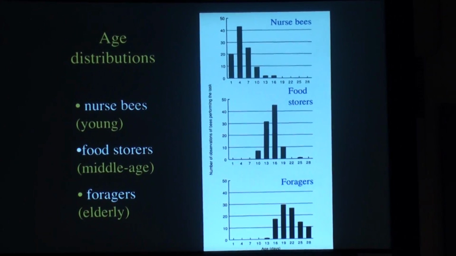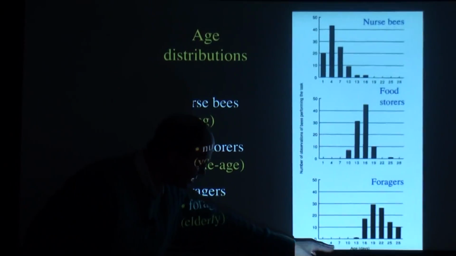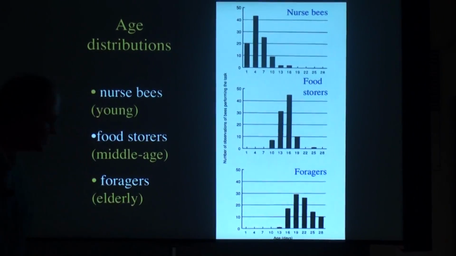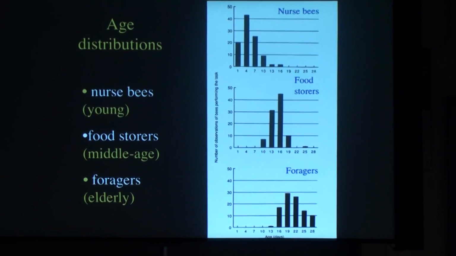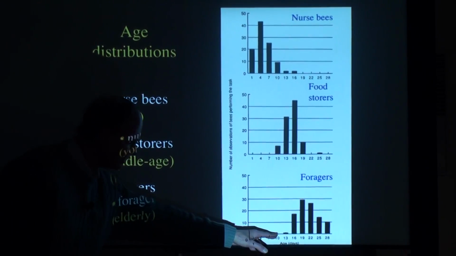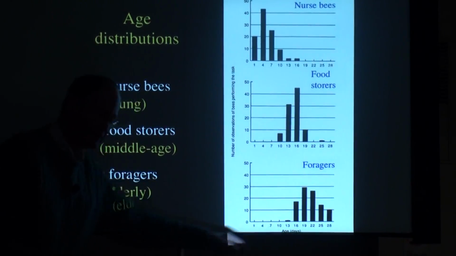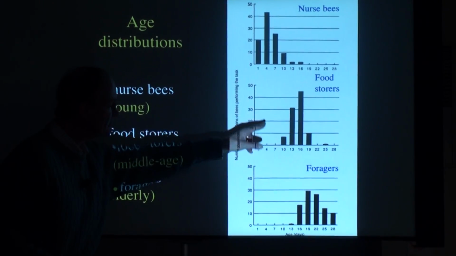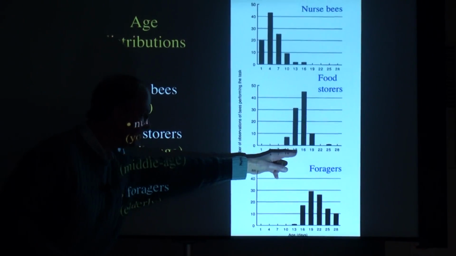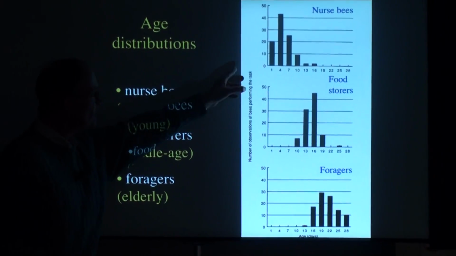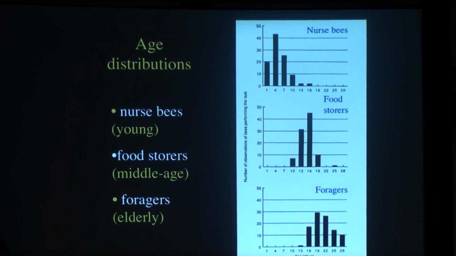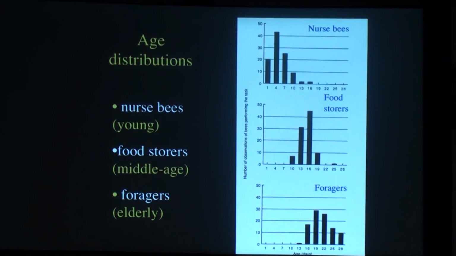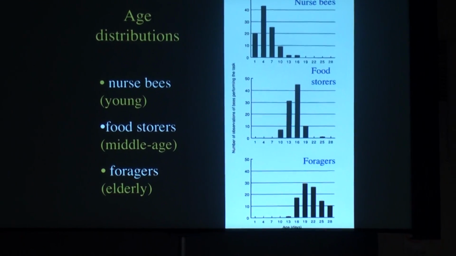Distributions of these different bees. Maybe you can't see it, so I'll tell you the scale at the bottom here is age in days, from 1 out to 28 days. And the foragers ranged from 16 to 28 days, the most elderly bees. The food stores were 10 to 19 days old, and then the nurse bees were 1 to 10 days old. So you can see there are really three age groups there, and the foragers are at one end, the food stores in the middle, and the nurse bees at the other end.